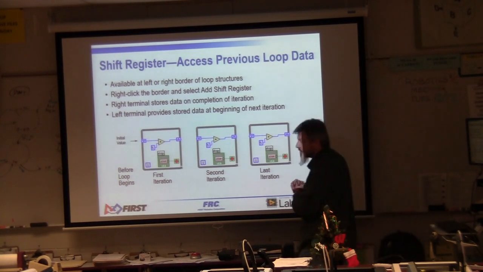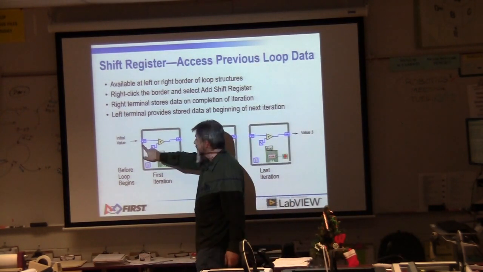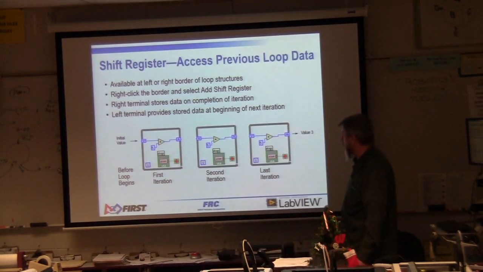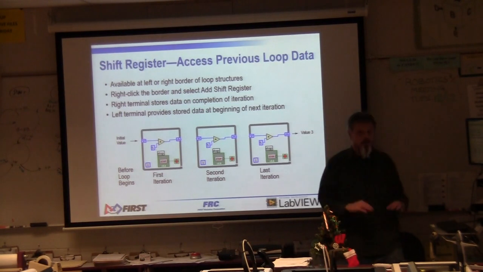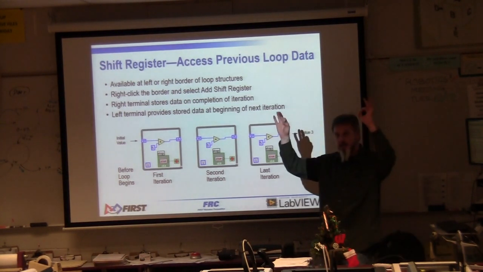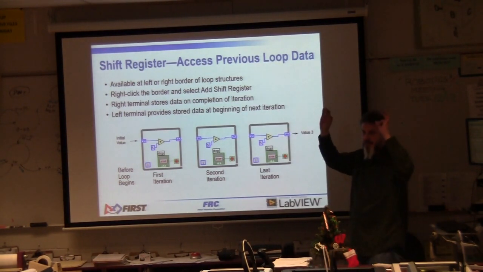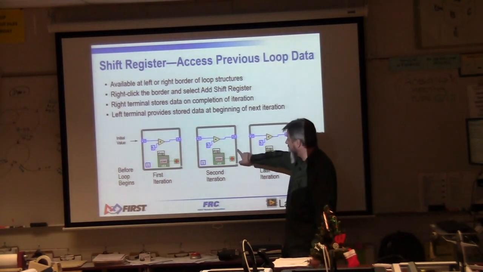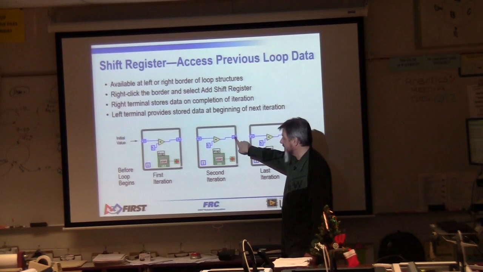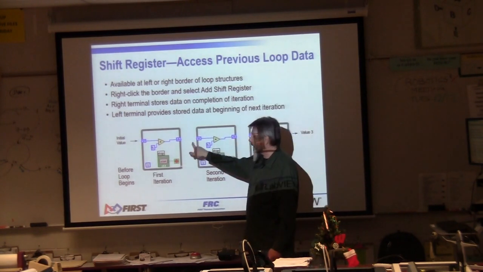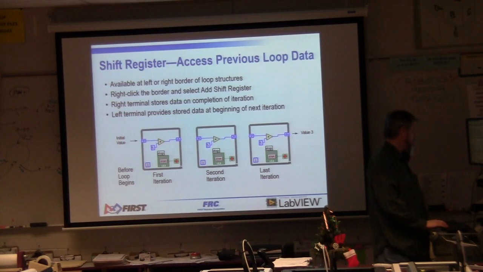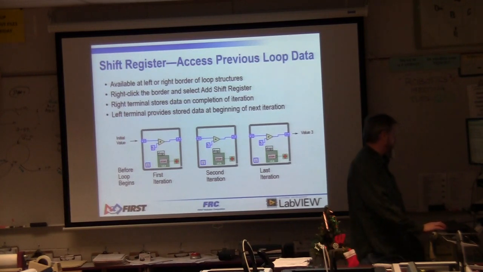So how do we get a shift register on a loop? We make a loop, we right click on that loop, and we just say add shift register. It will create 2 shift registers, and they'll be black. Until you define what kind of data type that shift register is going to use, it will be black. So you do that by either wiring this side, this shift register, or you wire a starting value.